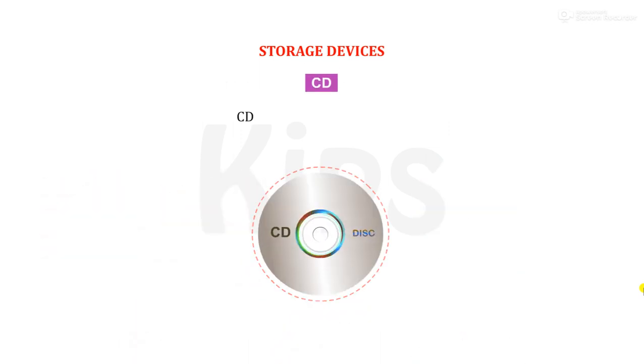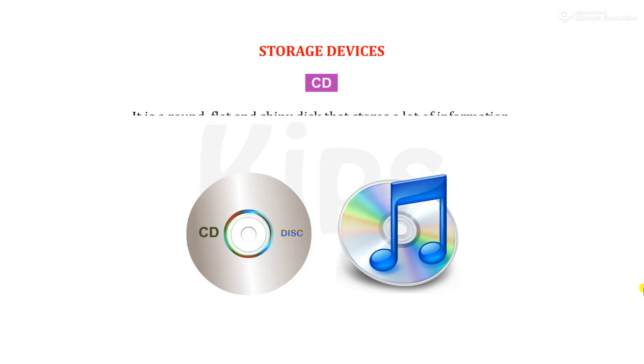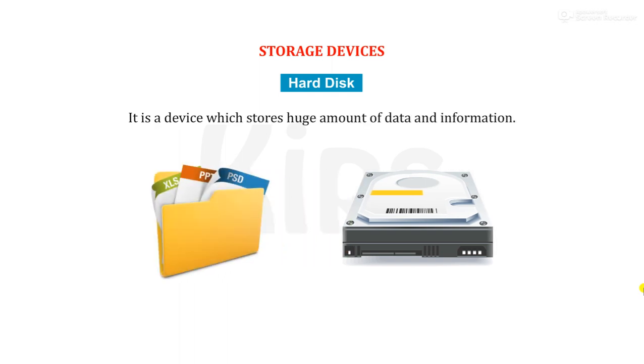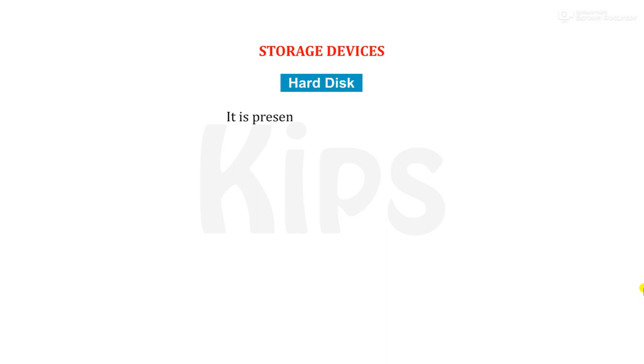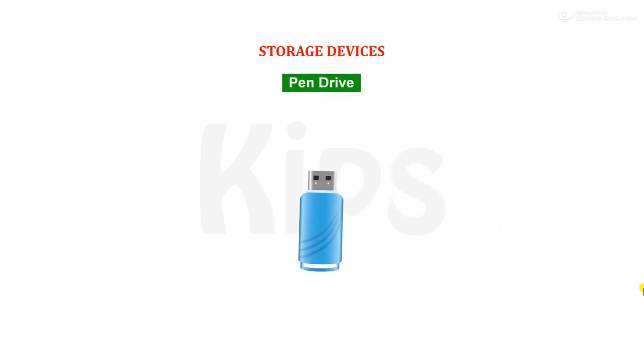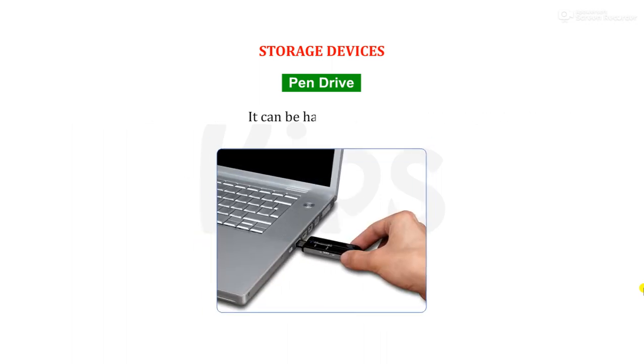CD. CD stands for compact disk. It is a round, flat and shiny disk that stores a lot of information. Hard disk is a device which stores huge amount of data and information. It is present inside the CPU box. Pen drive is very small in size but can store and transfer data from one computer to another. It can be handled easily.